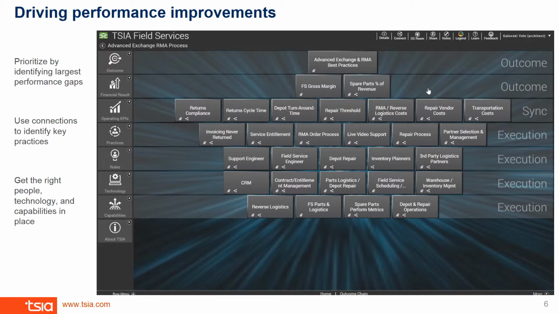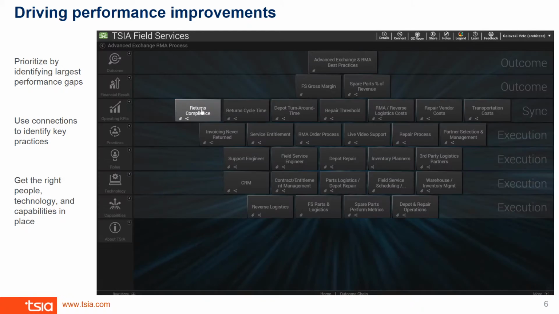Now that I've given you a broad overview of the outcome chain, I'm going to use another connection to illustrate how to use the chain to drive improvement in your business. Since you don't have unlimited resources to throw at a problem, comparing your performance to other TSIA members can help you prioritize by identifying where you have the largest gap.